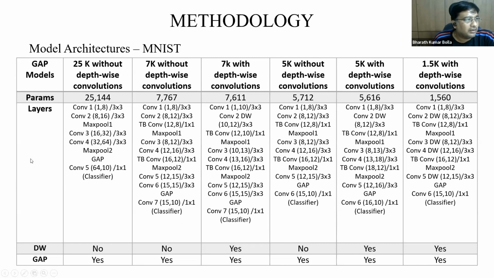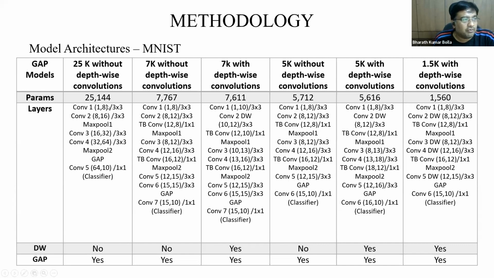Okay, so for example, everyone thinks of MNIST and creates a million parameter model. For a small MNIST-like dataset, you don't need such a big model. For example, we created a series of architectures on MNIST from scratch. The first one was a 25K parameter model without depth-wise convolution, right?